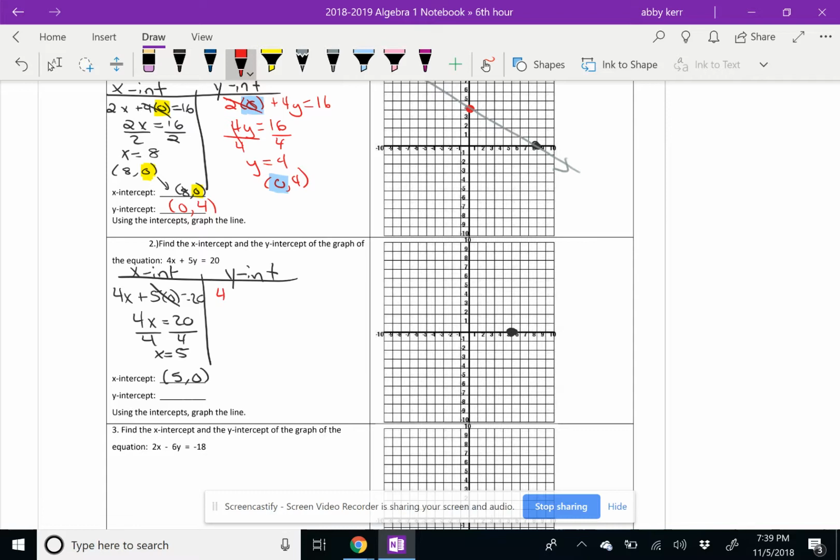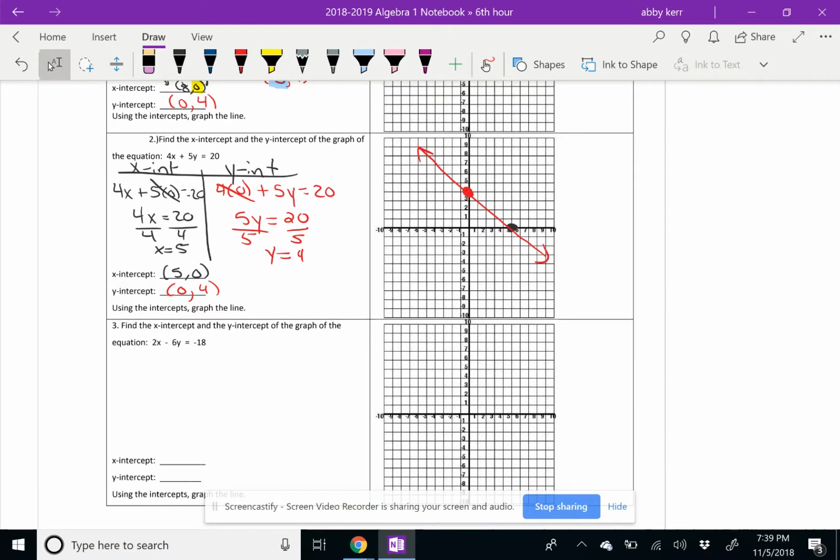And then if you want to solve the y-intercept, you just plug in the 0 for x. So 4 times 0 is 0. Then we're left with 5y equals 20. Divide by 5. We have y equals 4. So that will be 0 comma 4. So once again, we're not going left or right any because it's 0, but we're going to go up 4. And then draw your line.